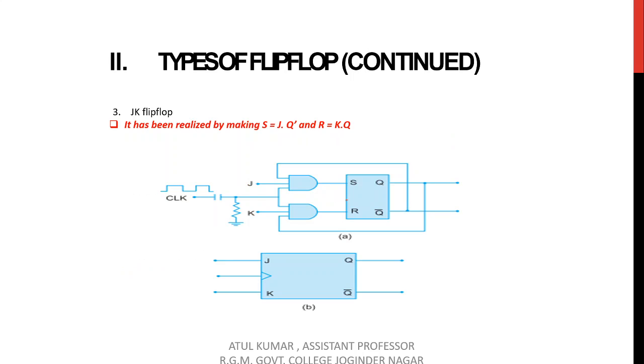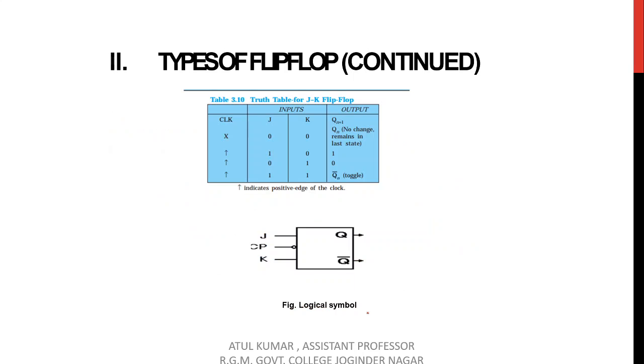The complement of the previous state is available at the output terminal. This is the logic circuit diagram for the JK flip-flop, and we have seen it is realized by making S equal to J dot Q bar, that is Q dash, and R equal to K dot Q. When we give the input S as J and Q bar, and the input to R as K and Q, this becomes a JK flip-flop.